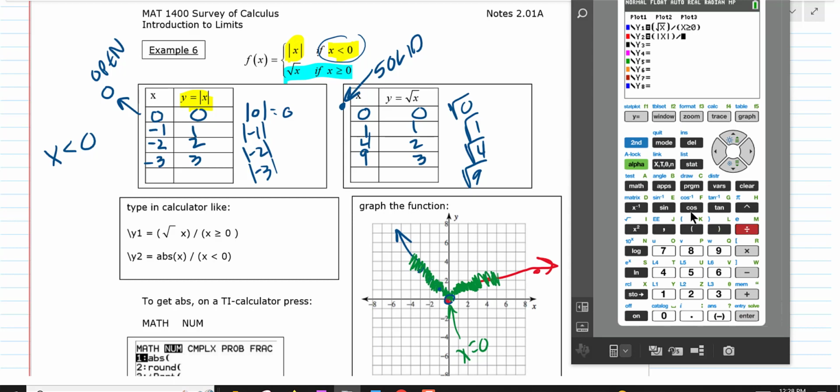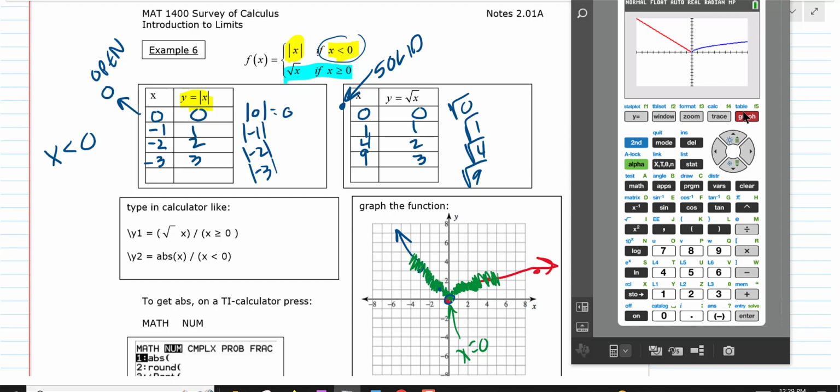We do the division symbol, left parenthesis, then you go x. Now you got to get your inequality, so you go second test, and then this one would be less than 0, so you find the less than symbol and put 0 like that. Okay, that's how you put that thing in. And what will happen is if I graph this now, it doesn't do the entire absolute value, it only does half of it. Okay, that's why it does that.